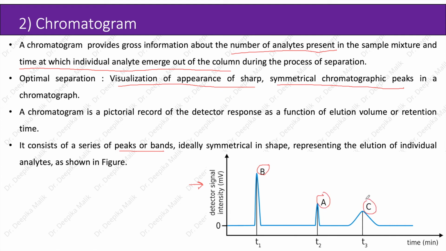This means when the sample was applied onto the column, the sample mixture got separated into its different analytes, and first component B came out of the column, then component A, and then component C. Difference in height of the peak indicates the different quantity of analytes present. Now we have understood what a chromatogram is. Let us understand other parameters.